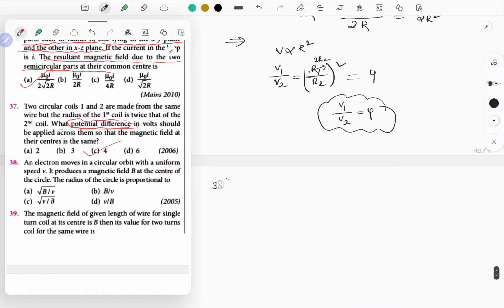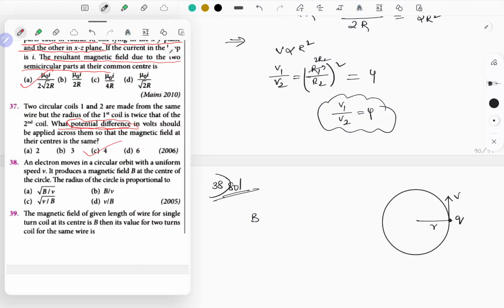Question number 38. An electron moves in a circular orbit with a uniform speed v. It produces a magnetic field at the center of the circle. The radius of the circle is proportional to, okay, charge is moving in a circular path with a speed v and radius is smaller. Did they mention it? Radius? Oh, they didn't mention it. Okay, just assume it is smaller.